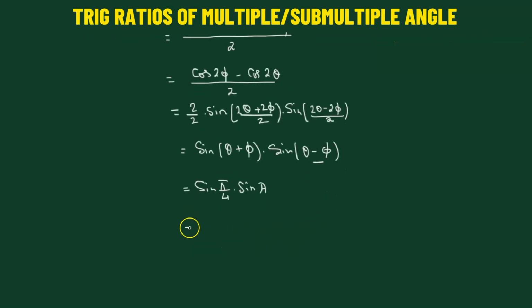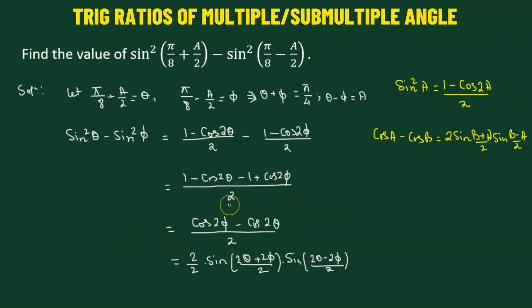We have a standard value for sine pi over 4. That's 1 over square root of 2. This will be multiplied by sine of angle A. Therefore, the final value of the given trigonometric expression is going to be 1 over square root of 2 times sine of angle A.